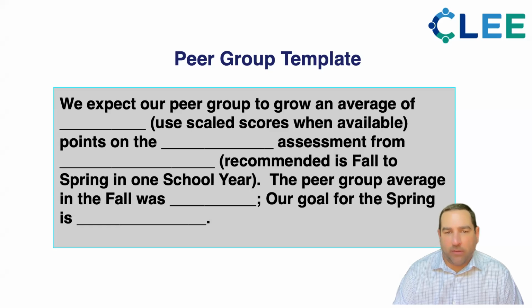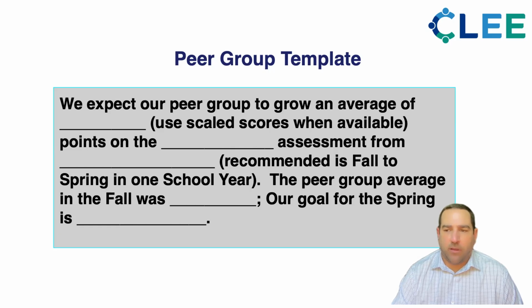Now we're going to take a quick look at both the peer and focal group templates to better understand the critical pieces and identify the similarities and differences between the two. Here, when we look at the peer group template, you can see that we expect our peer group to grow an average of, and we would insert the scaled scores there, on an established assessment, preferably one that is normed, from time period A to time period B, which is typically fall to spring of the same school year.